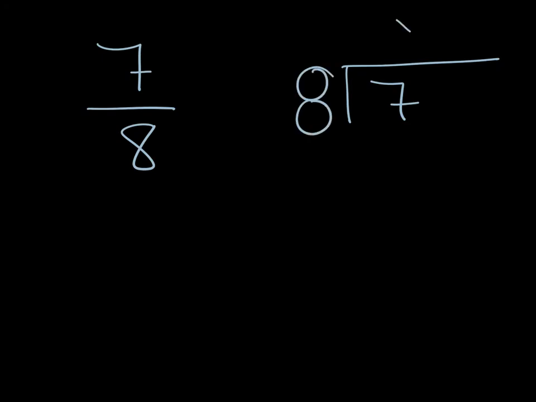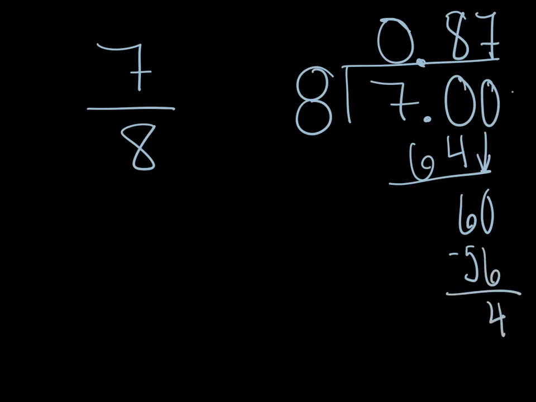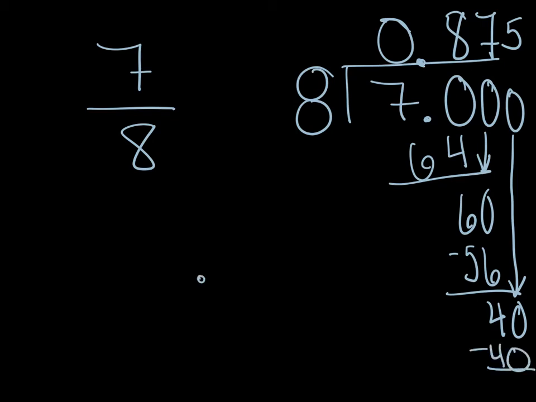So 8 cannot go into 7, so I'm going to put a 0 on top. I'm going to add a decimal, bring that decimal up, and add another 0. 8 will go into 70, however, 8 times, which is 64. Subtract, you are left with 6, add a 0, bring it down. 8 will go into 60 7 times, which is 56. Subtract that, you get 4, add another 0, bring it down. You keep going until it either repeats or terminates. 8 will go into 40 5 times exactly. So this one would be 875 thousandths.